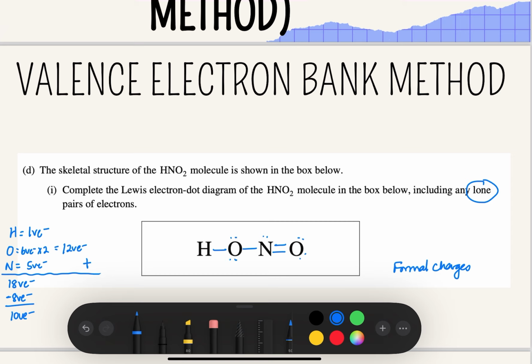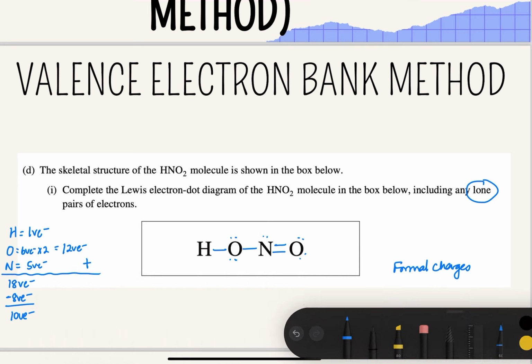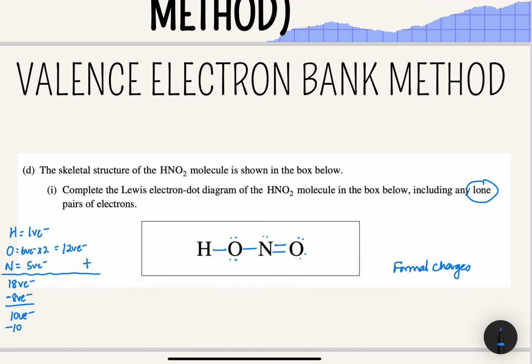Now if I count up my lone pairs, I've got 4, 5, 6, 7, 8, 9, 10. That empties my electron bank to 0. This is what I want, so I know this is the correct answer. And again, I know it's the correct answer because I had to put the double bond here, as that satisfies the formal charge rule better than putting the double bond beside the other oxygen. Hopefully that makes sense.